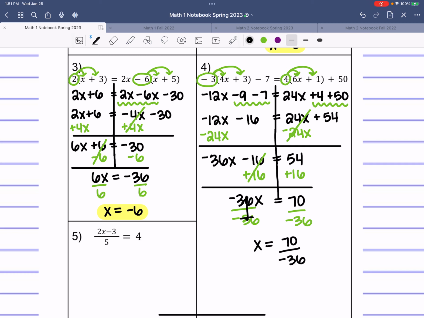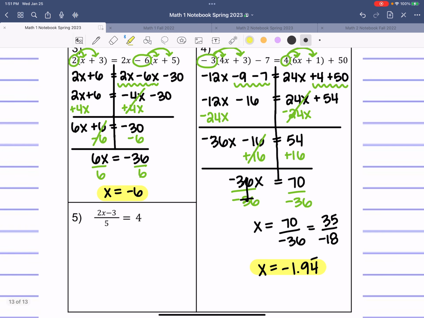There's several things you could do. Both of these could be divided by 2, and if we divide them both by 2, that would be equal to negative 35 over 18. Or you could write it as a decimal. That would be negative 1.94 if you just put that in your calculator. Any of those answers would be acceptable.